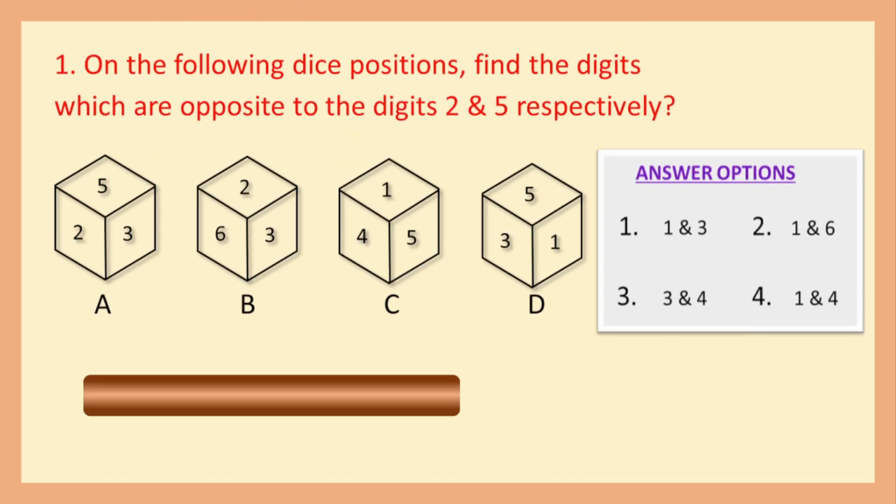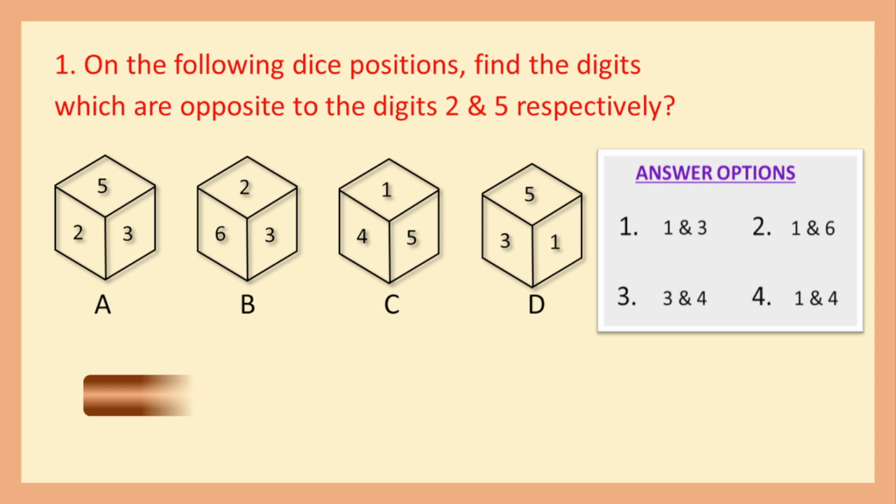On the following dice positions of a die, find the digits that are opposite to the digits 2 and 5, respectively. Time's up.